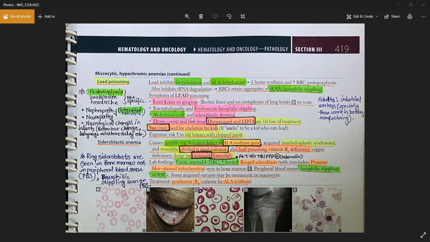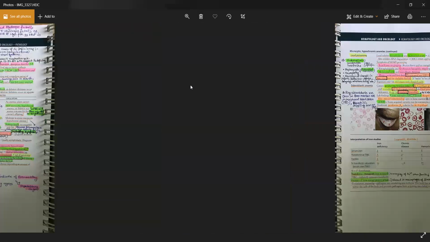Okay. So now the other causes of microcytic hypochromic anemias, and the first one is lead poisoning. Lead is basically a toxin that can inhibit ferrochelatase and ALA dehydratase. If you guys remember the formation of these porphyrins, let me show you.